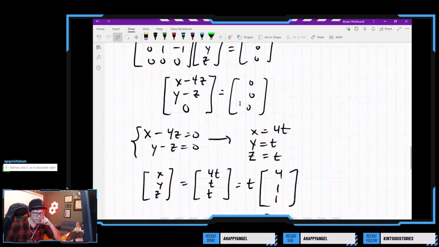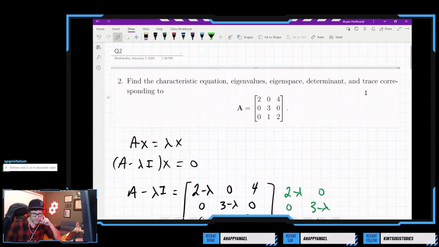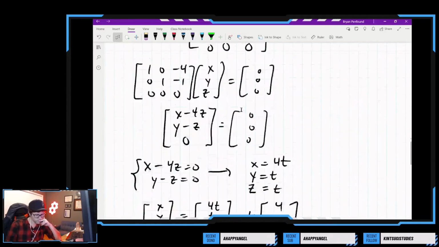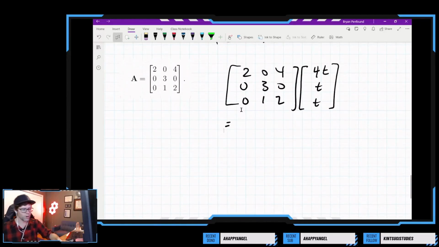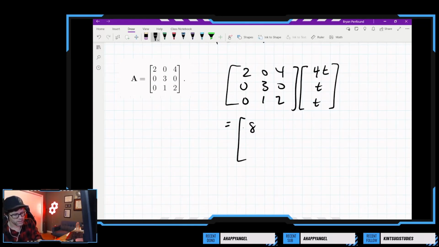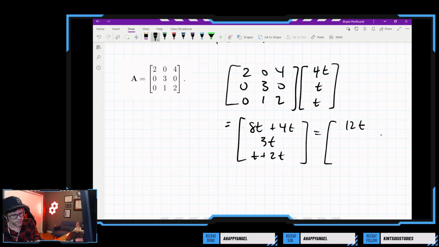So we're pretty much done after we find the determinant and the trace. But I think it's important here just to go back. Let's double check our work and make sure we're happy with it. So where do these vectors get sent to? They're going to get sent to 8t plus 4t, 3t, and t plus 2t. So if we simplify this, we're going to get 12t, 3t, and 3t.